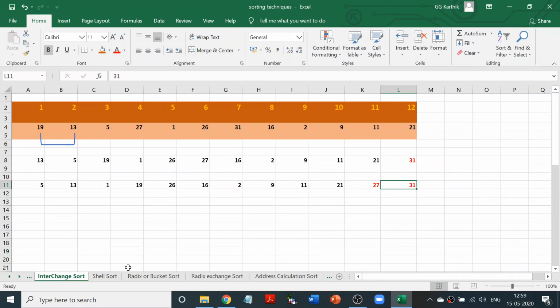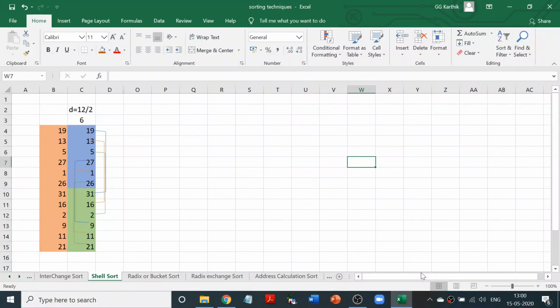Shall we move on to the next sort? The next is your shell sort. Shell sort is a little complicated sort, but if you understand the method, it will be very easy. Usually the second step here is forgotten, so you have to remember that there will be two steps every time you sort it. I'll tell you what those two steps are. So let us start now.